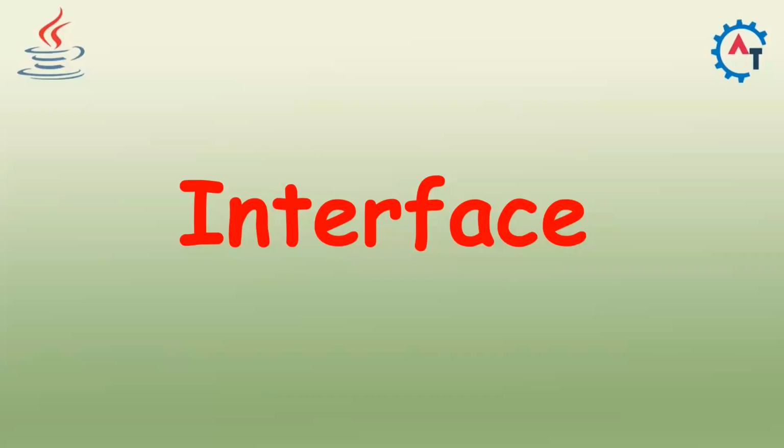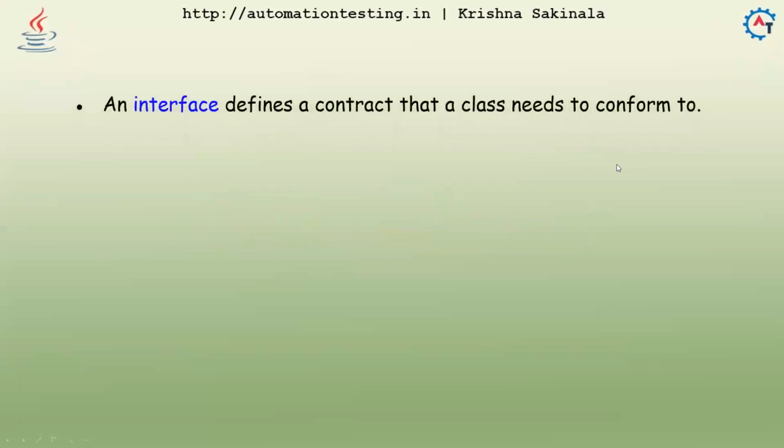Hi, in this video, we will talk about interface in Java. What is an interface? An interface defines a contract that a class needs to conform to. Means an interface is a contract, or you can say kind of a template, and a class has to follow this contract or this template. So that is called an interface.